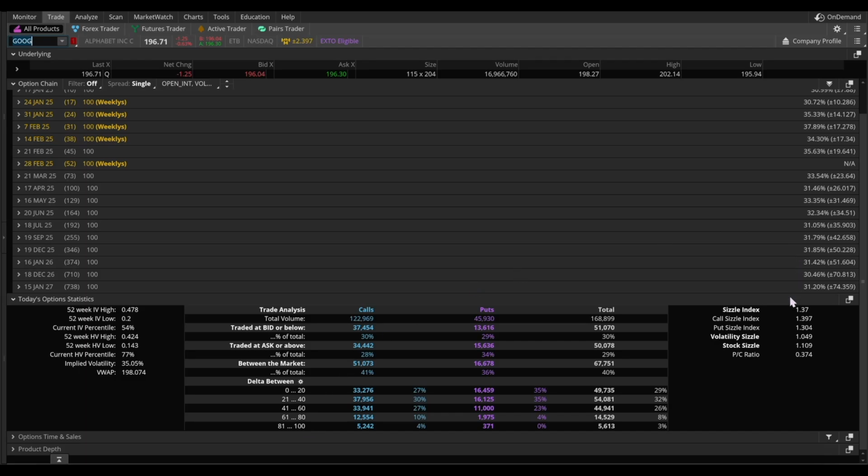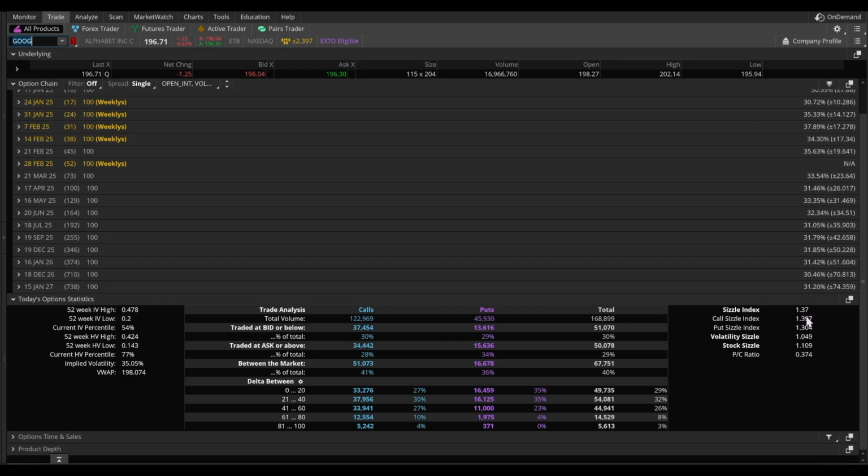Okay, so moving on over here to the right side of the screen, we're going to start with the Sizzle Index. Now the Sizzle Index measures the relative trading activity of options compared to their average volume. A value above 1 is going to indicate higher than usual activity, which signals increased interest or potential volatility, while below 1 suggests lower than average activity.